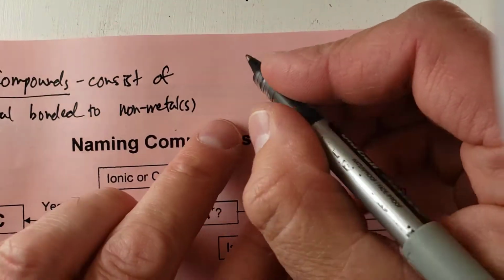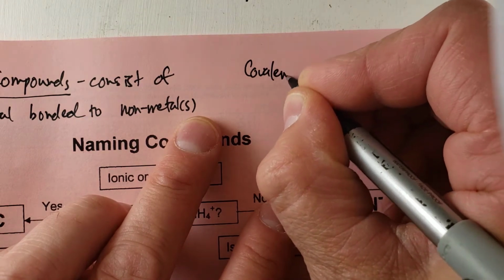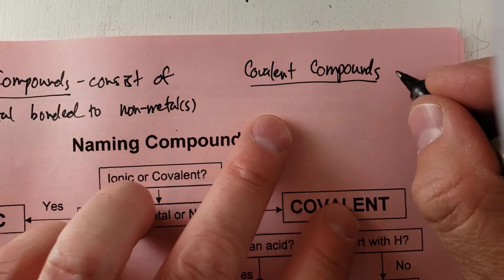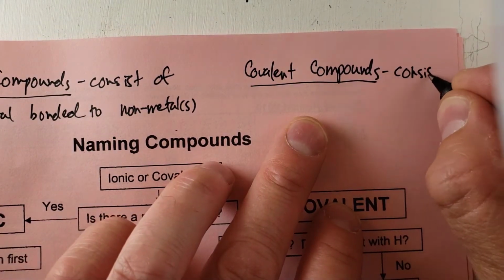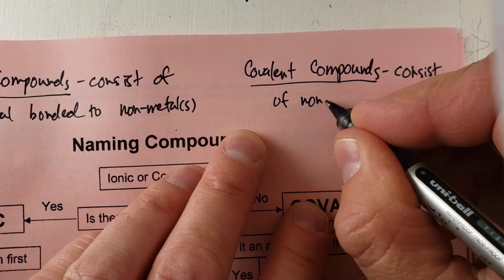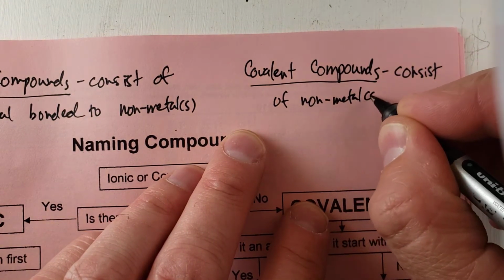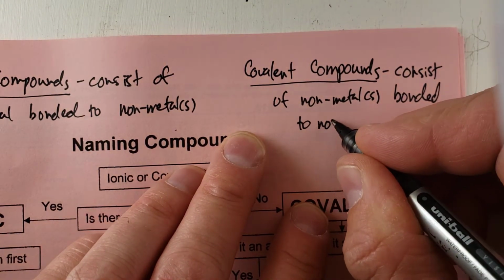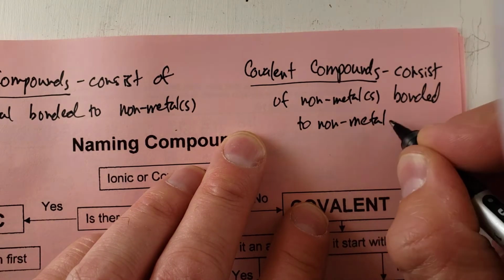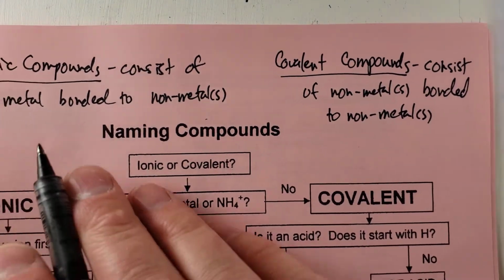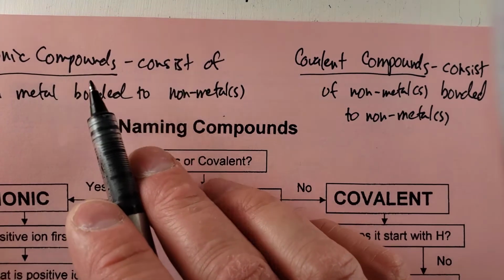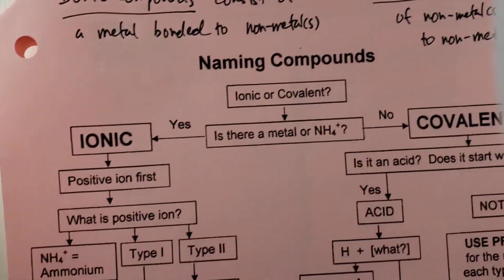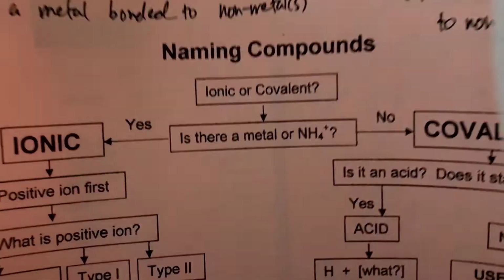And over here, we'll look at covalent compounds. With covalent compounds, they consist of nonmetals bonded to nonmetals. So here we're dealing with elements on the left-hand side of the periodic table bonded to elements on the right. And here we have just right bonding with right. And we'll take a look at this when we actually get into the naming section.